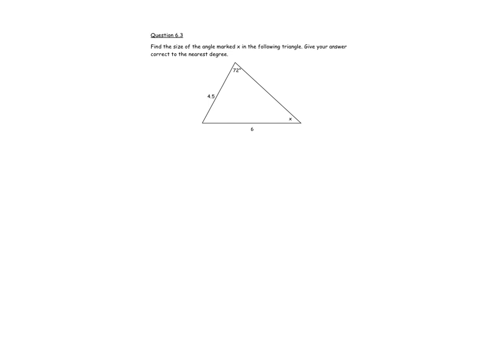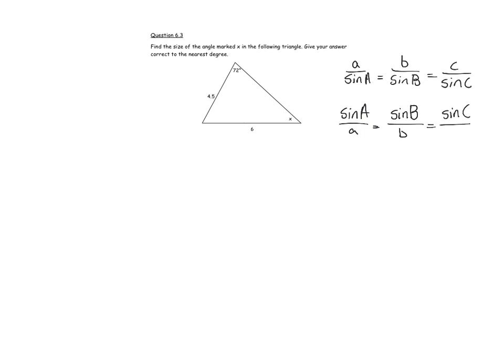We know that the sine rule can be written as a over the sine of A is equal to b over the sine of B is equal to c over the sine of C. It could also be rewritten as the sine of A over a is equal to the sine of B over b is equal to the sine of C over c. Again, we know that when we have it written like this, we can find the side, and when we have it written like this, we can find an angle.